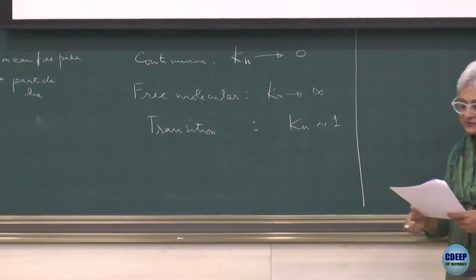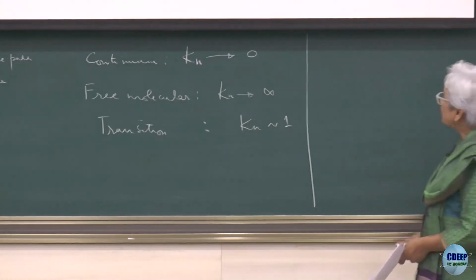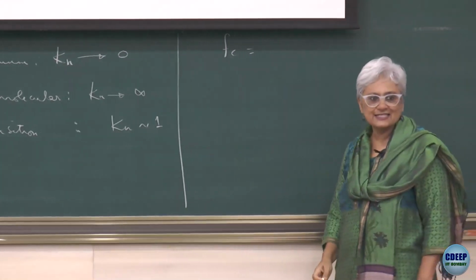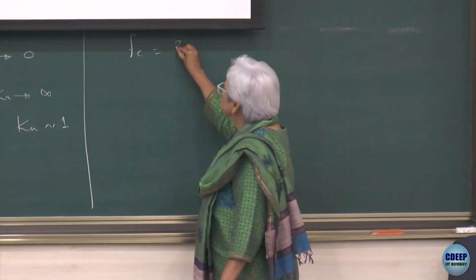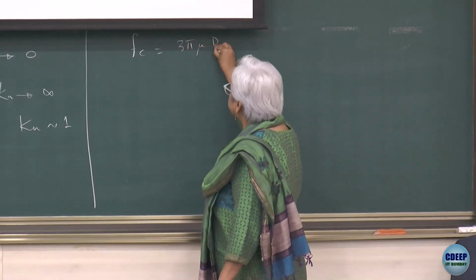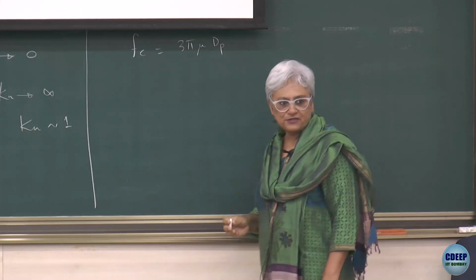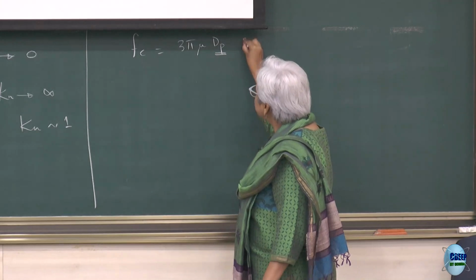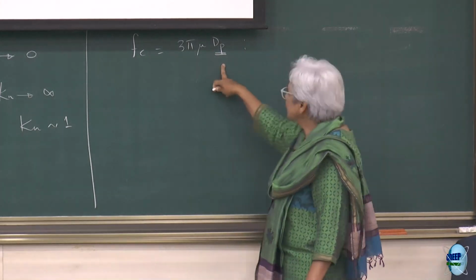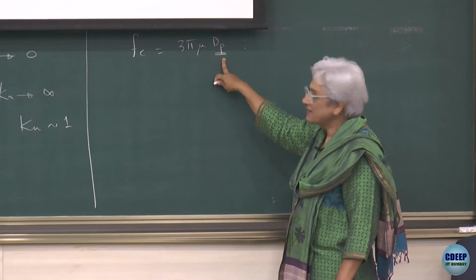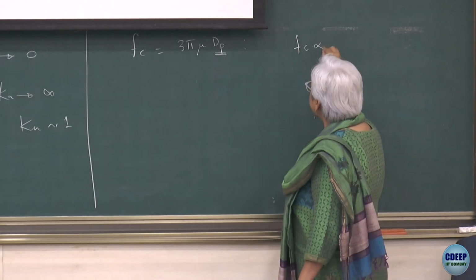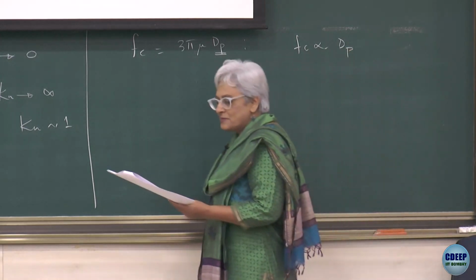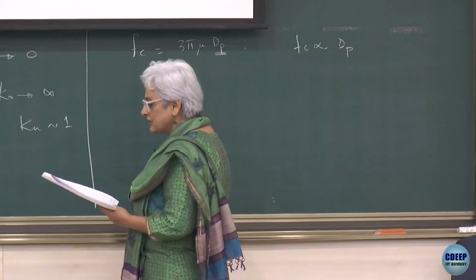what is the drag coefficient, right? So we said for the continuum regime, we already had this idea that the drag coefficient is going to be 3 pi mu dp from Stokes' law, and notice it has a direct dependence on dp, right? So we can say Fc has a direct dependence on dp, right? What is called the free molecular regime.